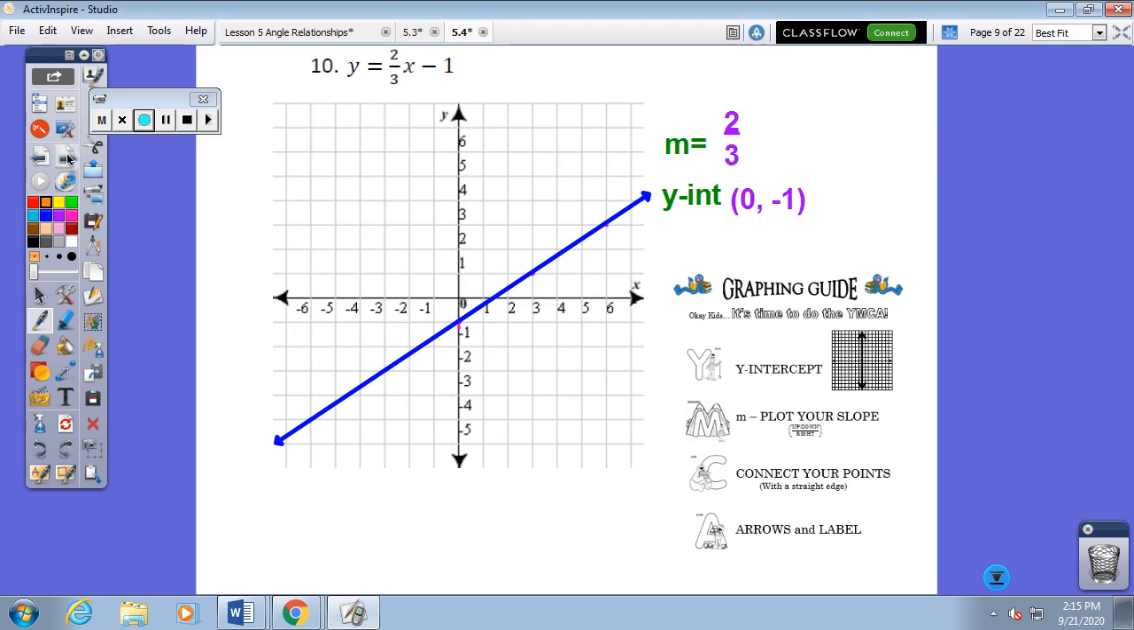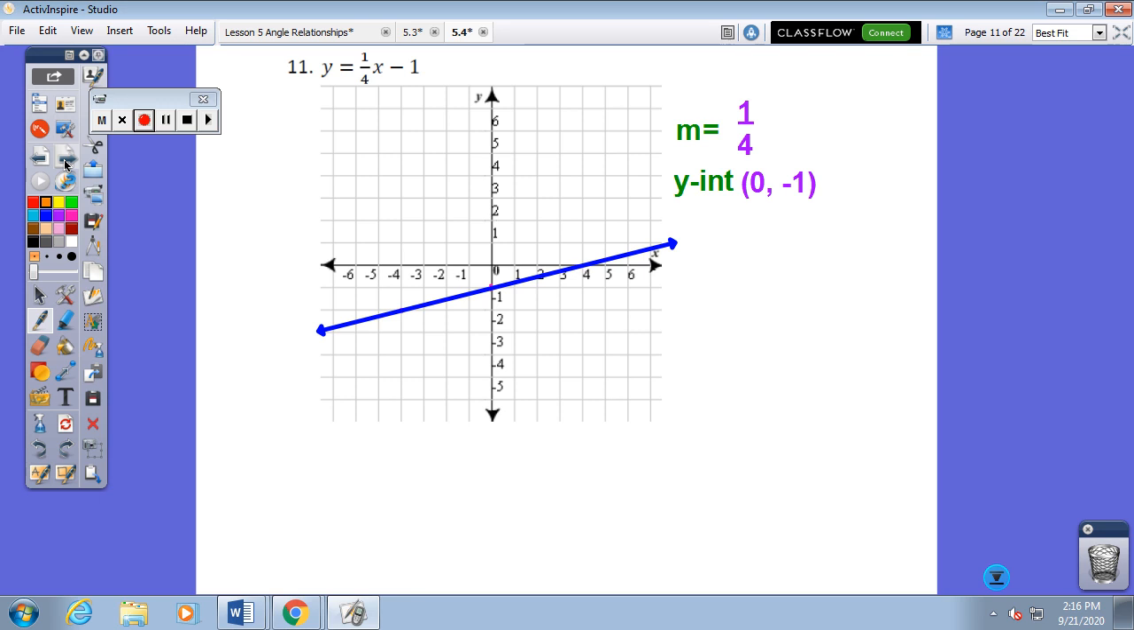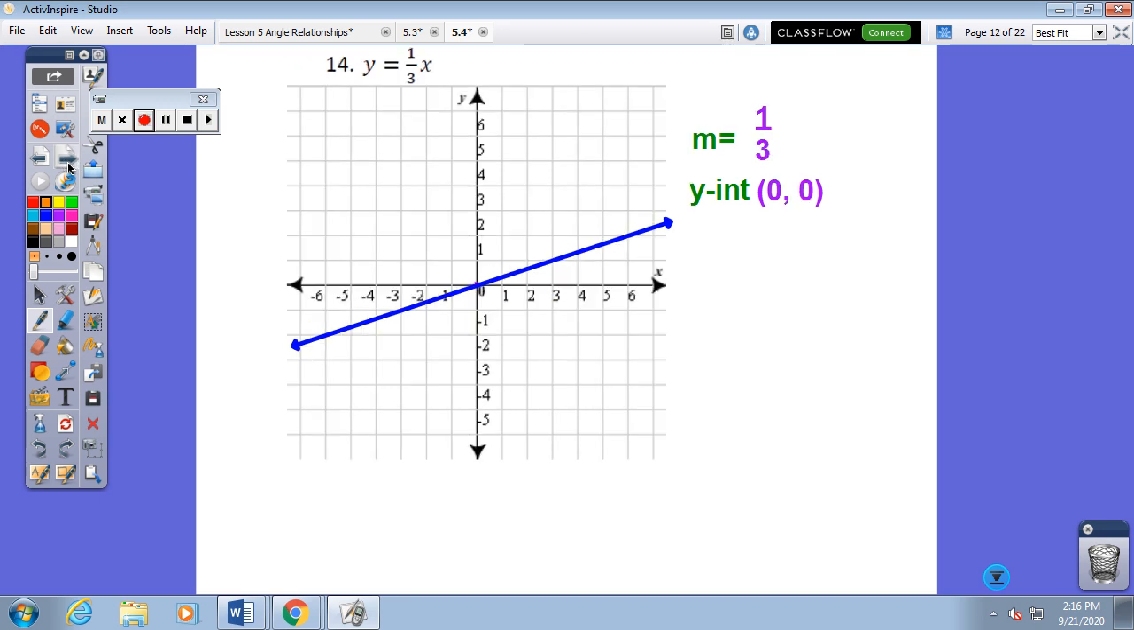Okay, so here's number 10. So this one I went up 2 and to the right 3. And I started at -1. Always start there. 13, make sure yours matches. 11. And 14. Remember here, this is plus 0. So our y-intercept is 0, 0.